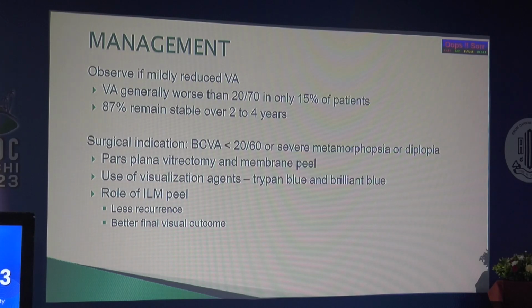The surgical indication is if the vision is less than 6/18, or there is significant metamorphopsia or diplopia. So pars plana vitrectomy with membrane peeling using trypan blue or brilliant blue. And we peel along with the ILM because that ensures the whole of the ERM is removed.